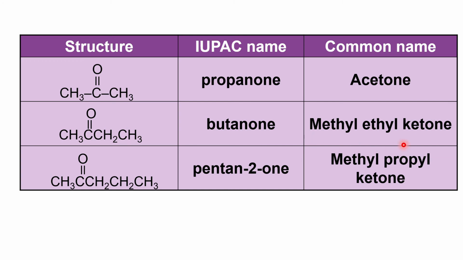The ending is ketone. So one carbon on the left hand side is methyl, and the right hand side is ethyl. So methyl ethyl ketone. So ketone is C double bond O. So for this one, the left hand side is methyl, the right hand side is 3 carbons, propyl. So in the middle is ketone. So methyl propyl ketone. Okay, actually IUPAC is easier.